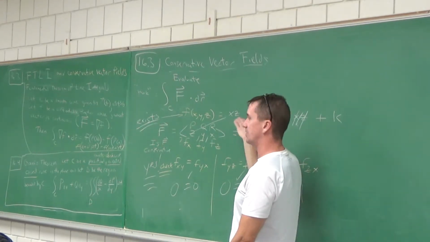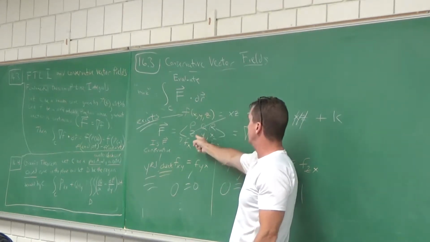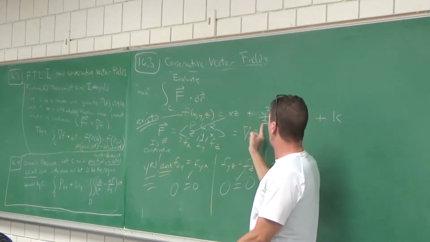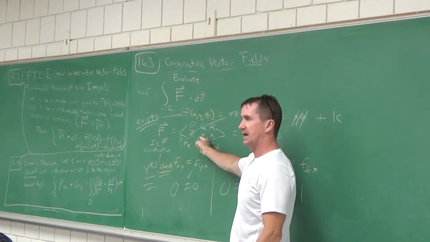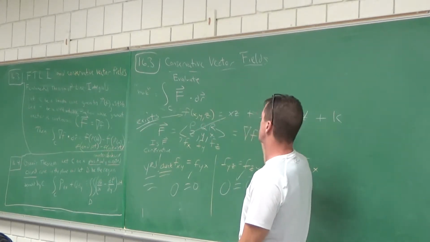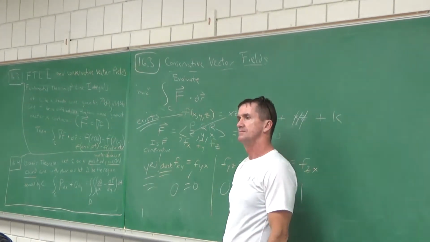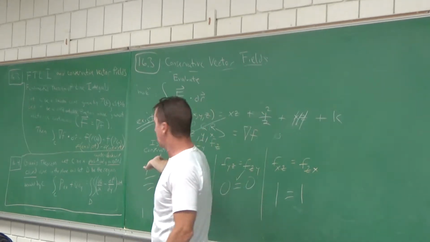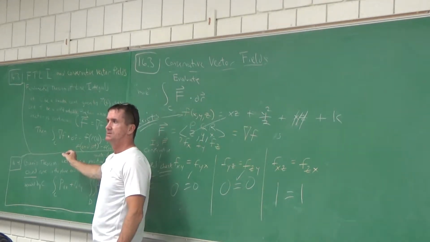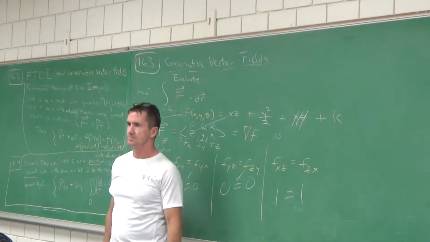So when we check the derivative of this, we should get the derivative of all this with respect to x should be that. And the derivative of all this with respect to y should be that. And the derivative of all this with respect to z should be that. And then could you evaluate the line integral? Oh yeah, just do f of what? Cool.